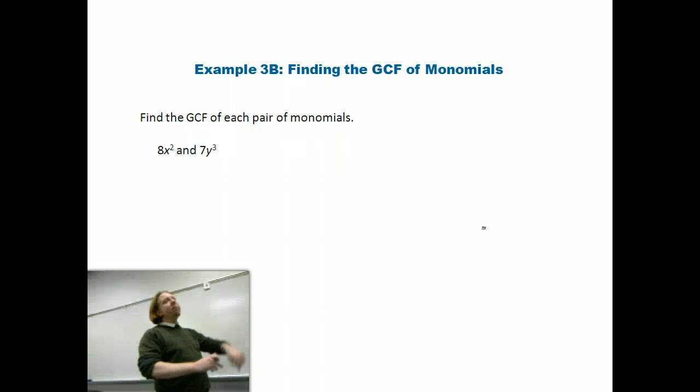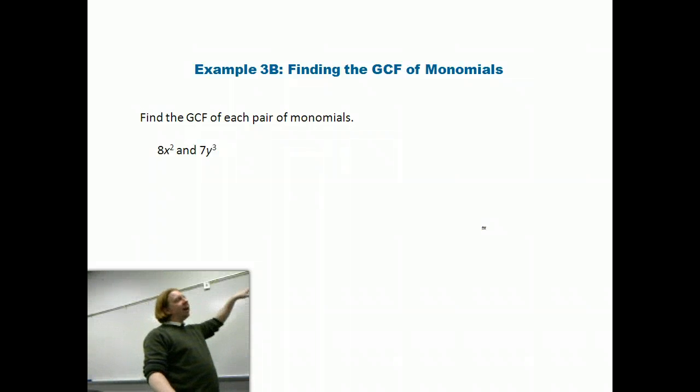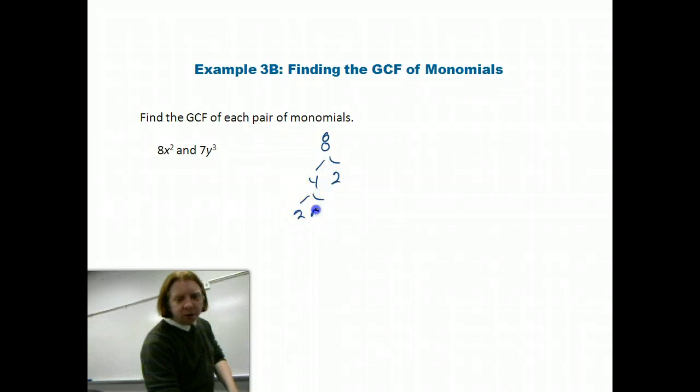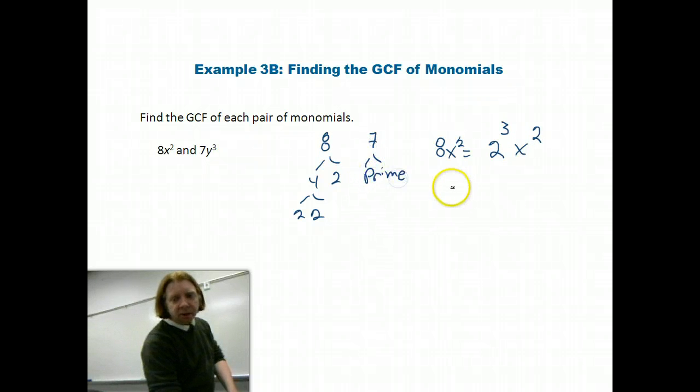Now, what am I doing here? When I factor out 8x squared, that's 4 and 2. 4 is 2 and 2, so 8x squared is 2 to the third x squared. 7 is prime. So 7y to the third is 7y to the third.